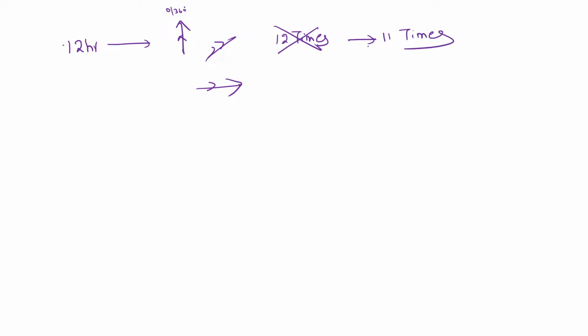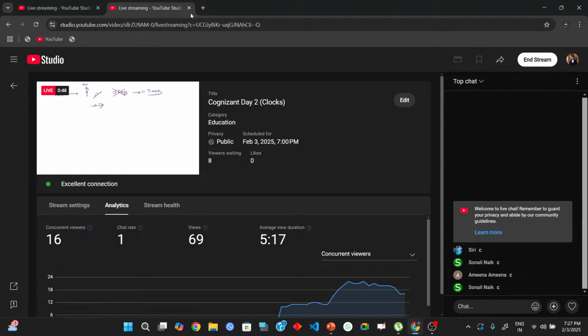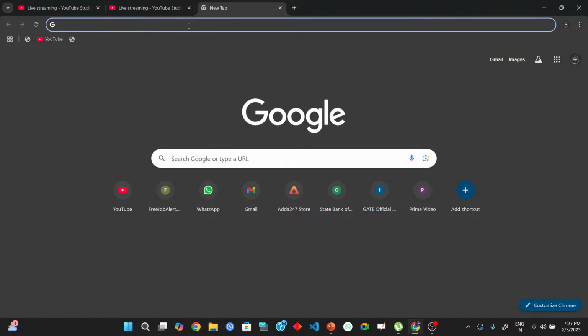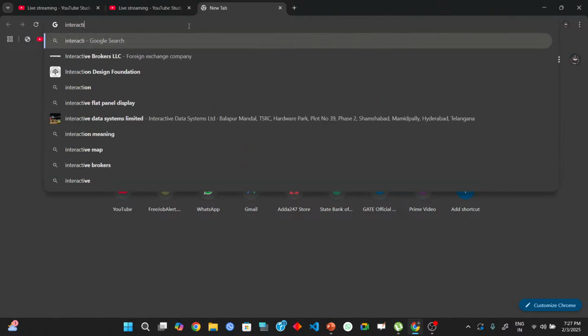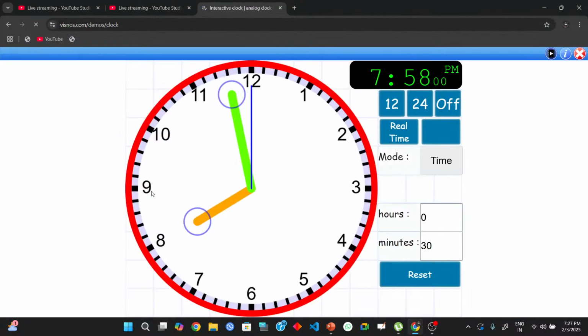Okay, now I'm going to show you why you are getting 11 times. Please pay attention. I'm going to share my screen with you. I'm going to open a browser and you can see it very clearly. I hope you can see the screen. Okay, see it very clearly.